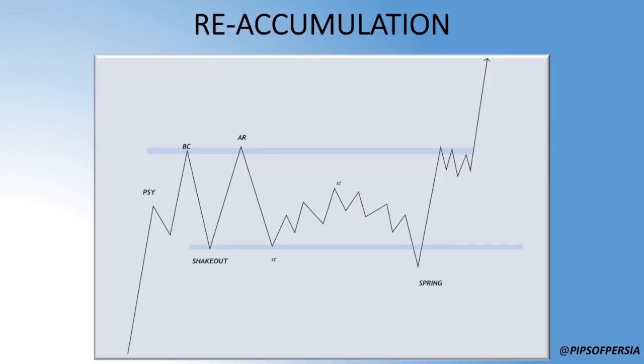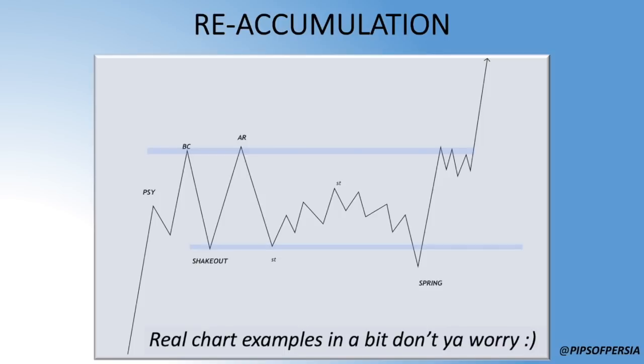A reaccumulation in terms of the market behavior is very similar to the accumulation. You will see it manipulate the lows, you will see it break structure to the upside, and in general that's the region, that's the range in the market where the early buyers are being taken out and the larger institutions are in a way accumulating their positions again, introducing more demand into the market.